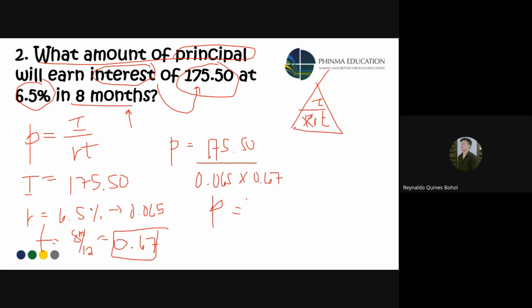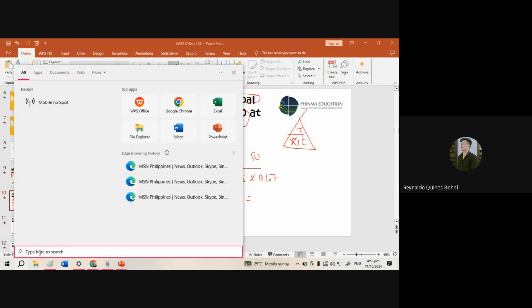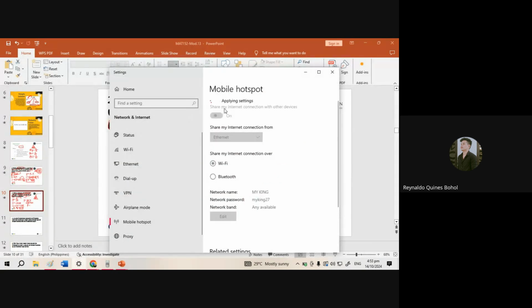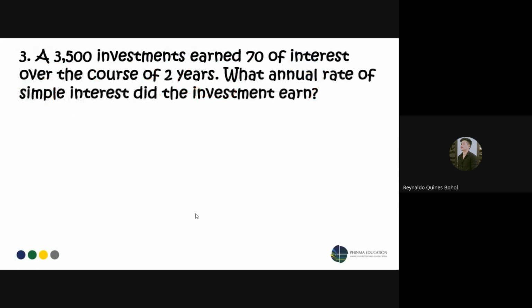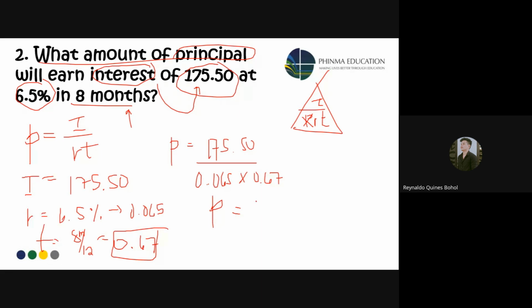Wait, the connection is gone, let's rejoin. Waiting po. I can't see the answers. Let me reconnect. Can you please type again your answer in the comments? What is the principal? Sorry, the hotspot went out.